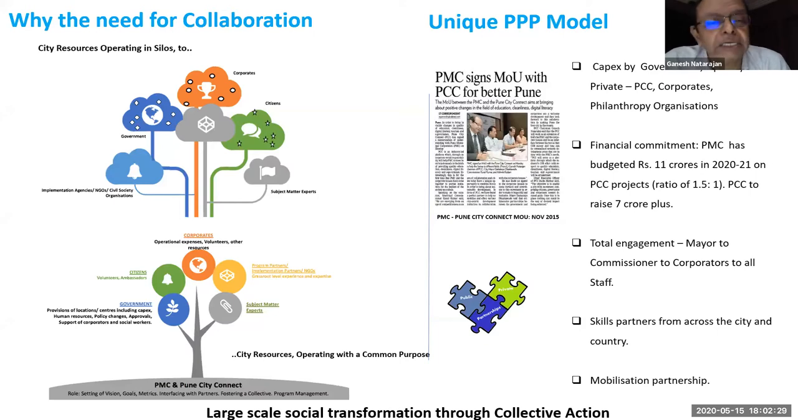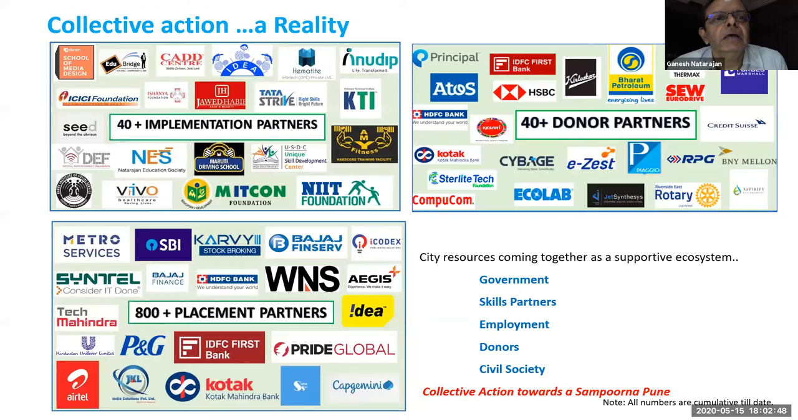The skills partners from across the city and across the country that we choose to work with us in our skills lighthouses and digital literacy, and the partnership for mobilization, going to the communities with social workers, getting the people, because our goal is that in every household in the city, we must make a difference, either through education or digital empowerment or through skills. I won't even go through this logo slide, but it's literally every significant company that partners with us: government, skills partners, employment agencies, which is not only the employment agencies, but also the eventual recruiters and people who give entrepreneurship opportunities, donors and civil society. So our whole theme is a Sampurna Pune, no child left behind, no slum community left behind, and collective action towards making all that happen.